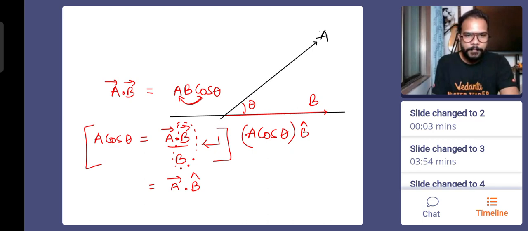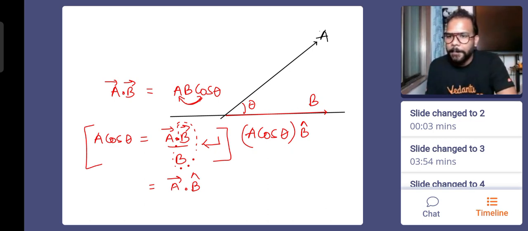I would recommend the first one. You can find A dot B easily, and you can divide it by the magnitude of B. You will get it. Okay.